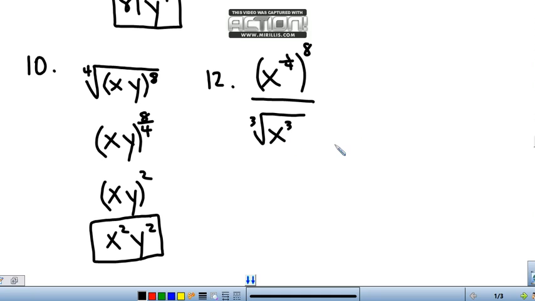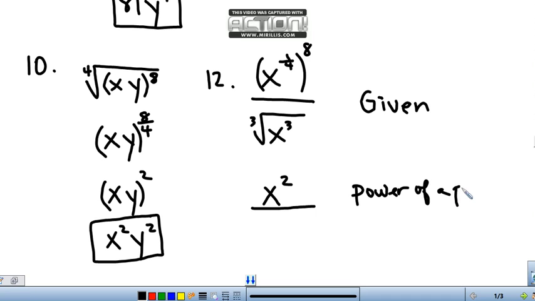Okay, so what I did first was worked with my numerator. Okay, so this part here is just given. Okay, so working with my numerator, this is a power of a power, so I multiplied here. Right, so that's x 1/4 times 8 becomes 8/4, which equals 2. Okay, so that is power of a power.